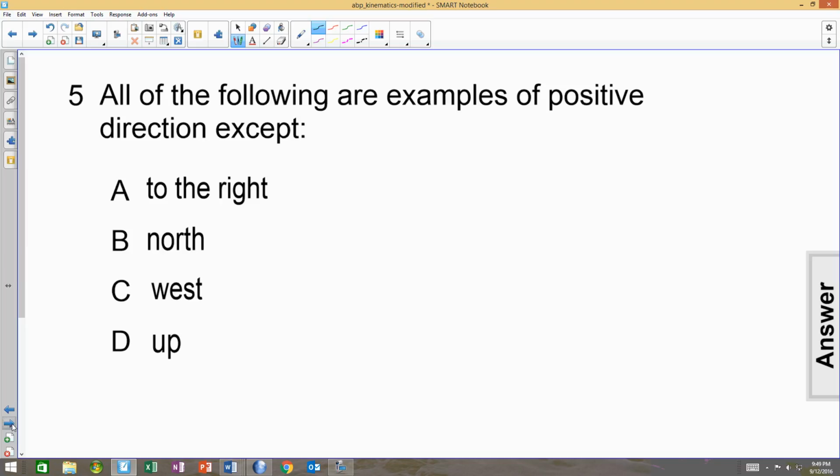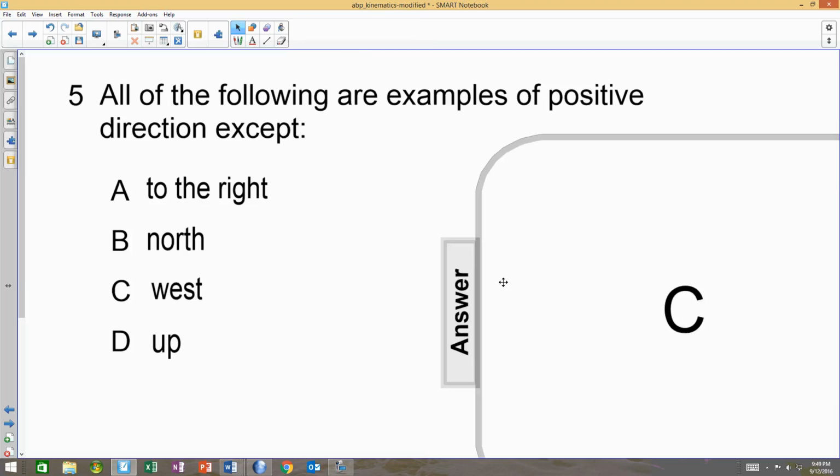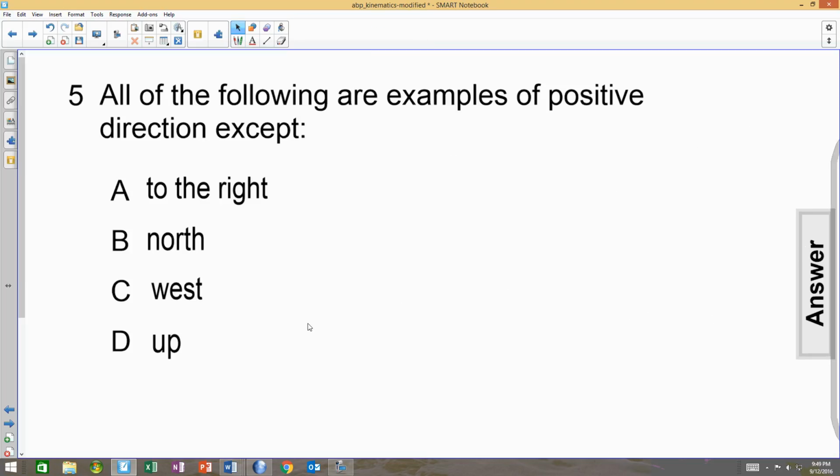All of the following are examples of positive direction except which one? Go ahead and pause the video if you need to. Okay, hopefully, you chose C. West, remember, is a negative direction.